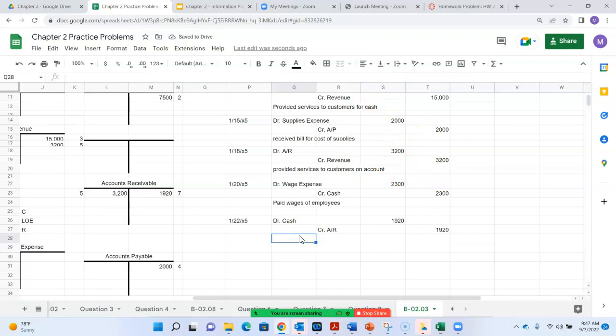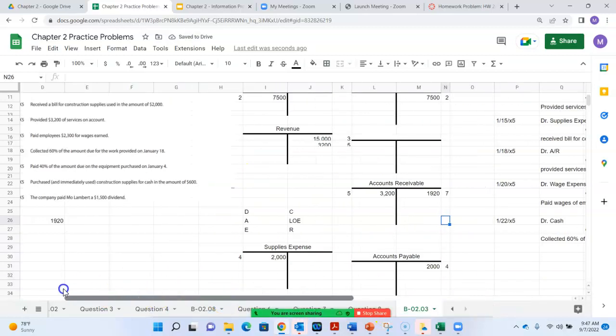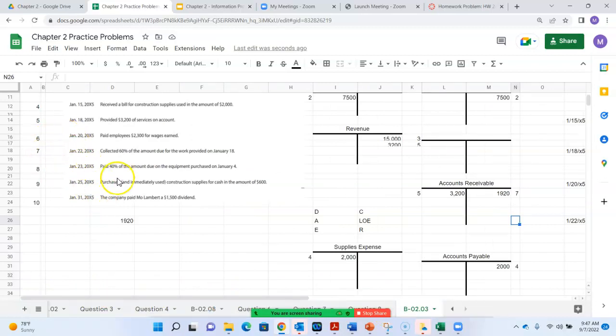So let's write our journal entry. Collected 60% of the amount due from the transaction on January 18th. And then just as a reminder, we can do 3,200 times 60% equals 1,920, just to kind of jog our memory. Okay. That was transaction 7. Let's do 8.